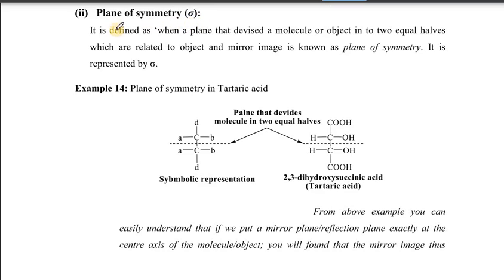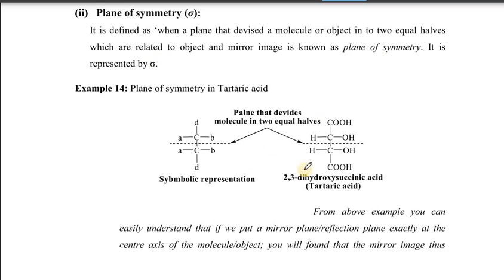Next is the plane of symmetry. A plane which divides the molecule into two equal halves is called a plane of symmetry. So when a plane divides a molecule or object into two equal halves which are related to each other as object and mirror image, then that plane is called a plane of symmetry. It is represented by sigma.